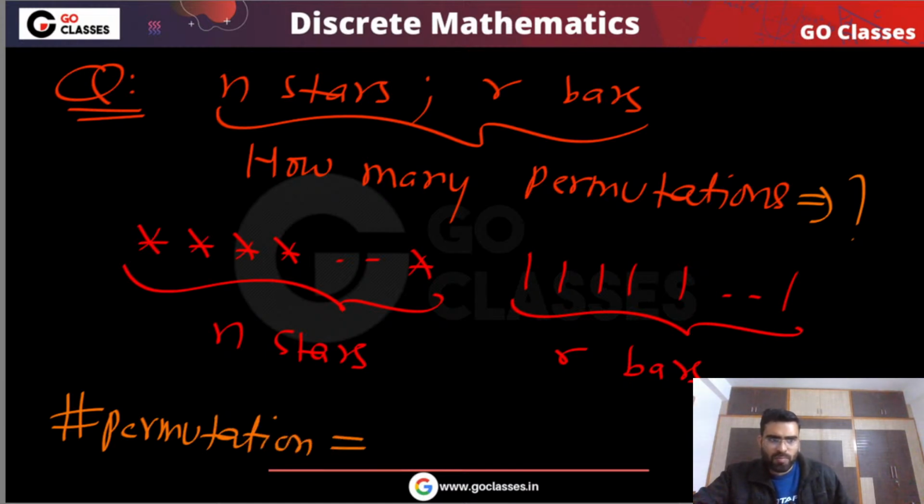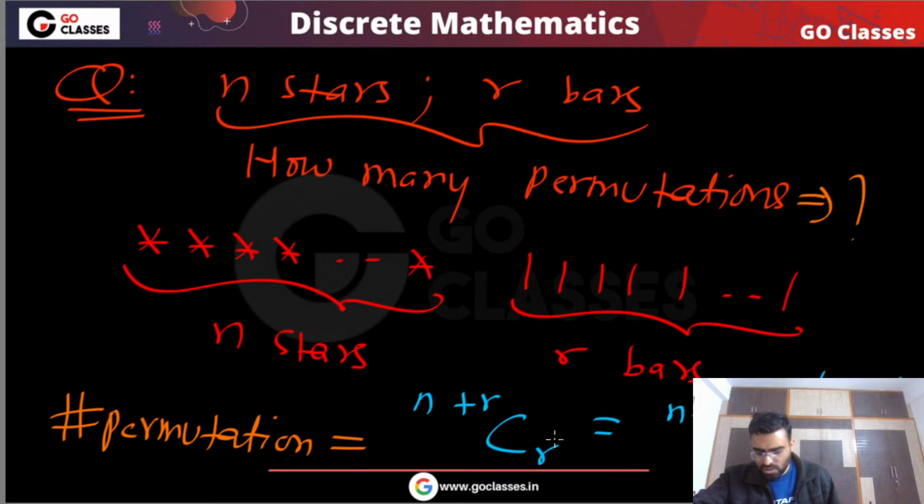For this question, number of permutation will be what? Number of permutation will be n plus r C r, yes or no? Here the answer will be what? N plus r C r, or you can say n plus r C n. Or you can say (n plus r) factorial divided by n factorial r factorial. Yes or no? So this is the answer, correct?